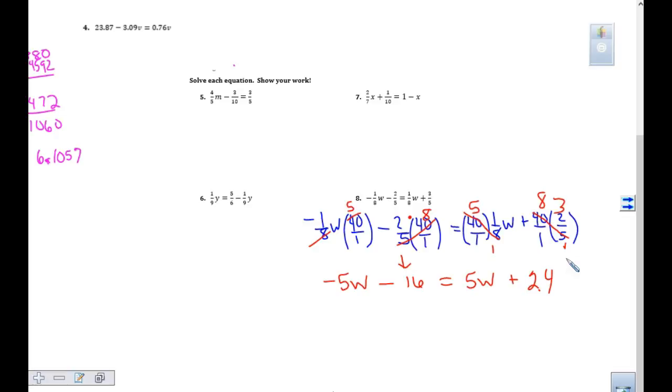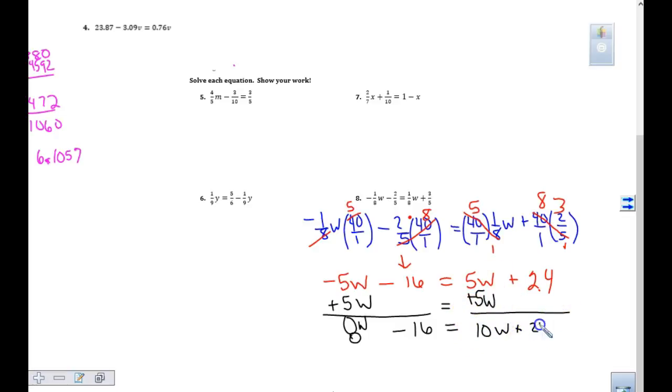So if we are looking at that, we now want to get rid of our smaller W, which means I actually want to add, in this case, 5W to both sides. When I add the 5W, and I'm keeping my equal sign, that leaves me with this -16. This is 0W, which is just 0. But on this side, you get 10W plus 24.